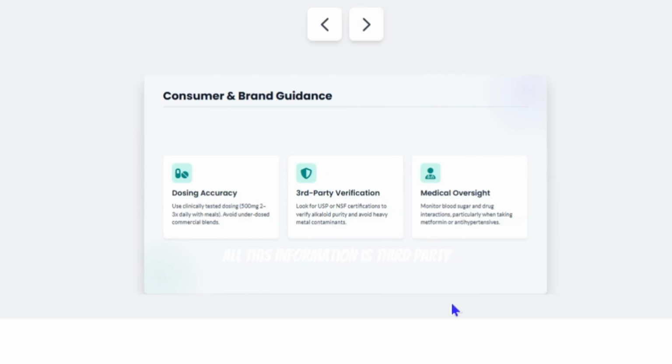All this information is third-party verified, with medical oversight. If you want to change anything, trying to fix your sugars and metabolism, consult a doctor and a dietitian. I'm giving you some information, but I'm not telling you what to do with your life. This is not medical advice. So seek a doctor if you want to change what you're eating, what you're putting in your body, and what your exercises are going to be.